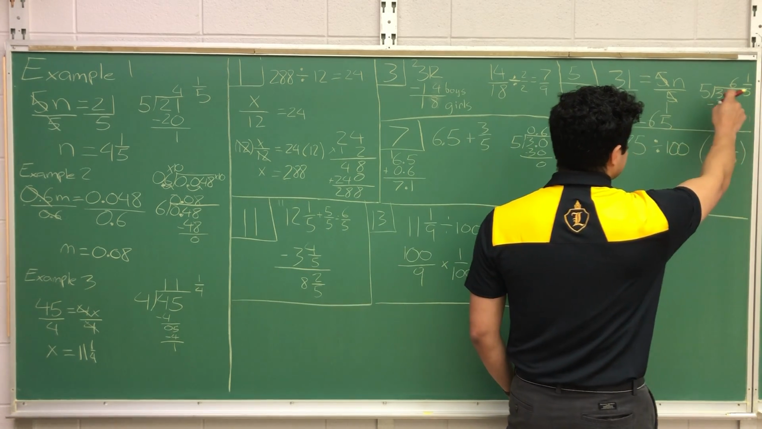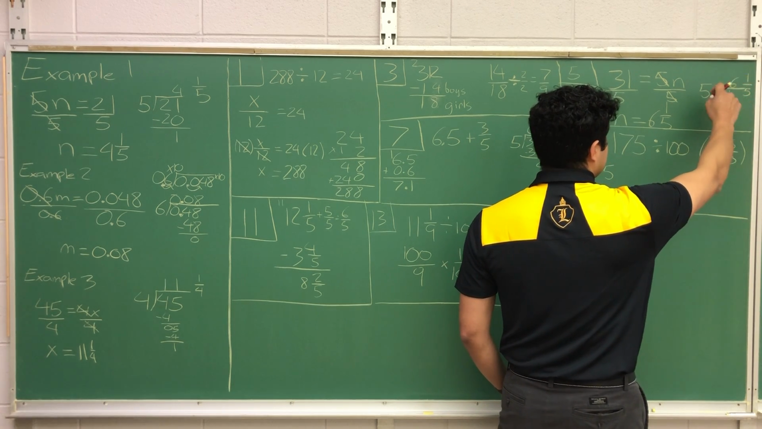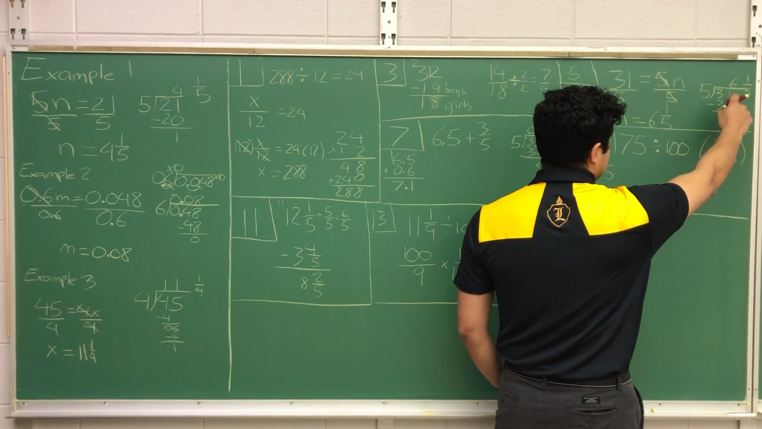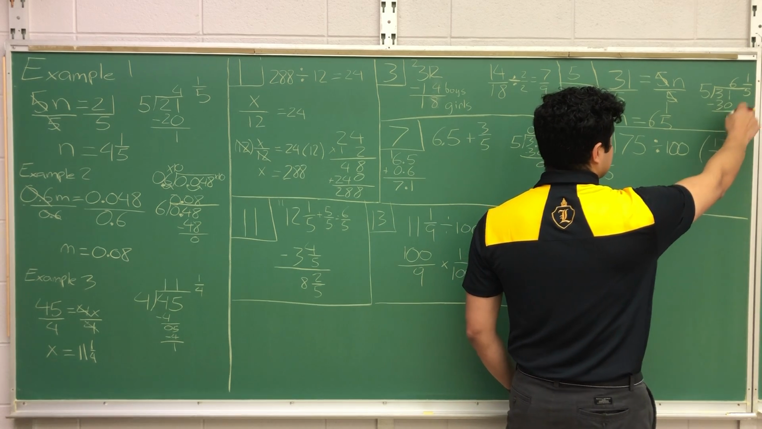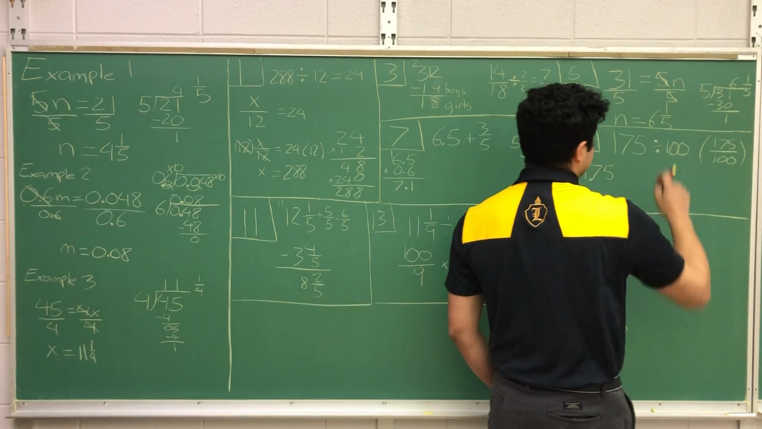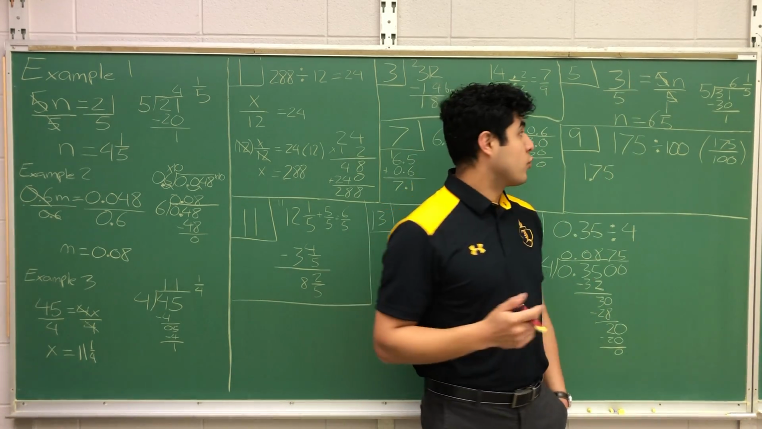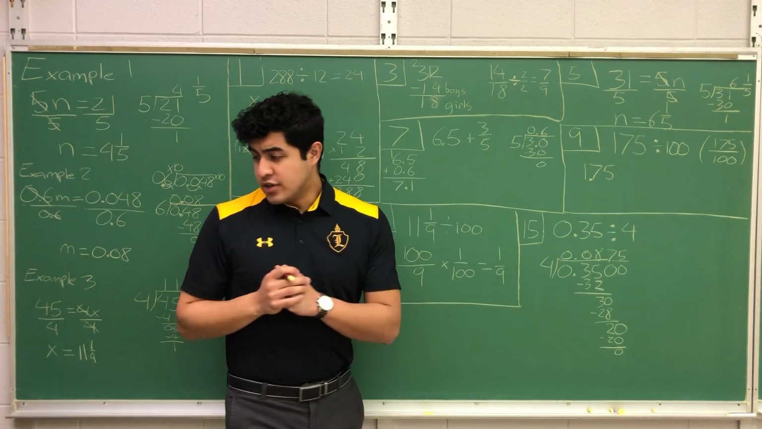I've got 31 divided by 5. 5 goes into 31 6 times evenly. 6 times 5 is 30. I subtract it, and I get a 1. Then I write my remainder as a fraction, 1 over 5. So n equals 6 and 1/5. So your final answer for number 5 is 6 and 1/5.